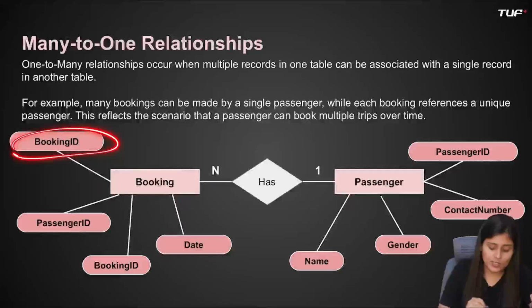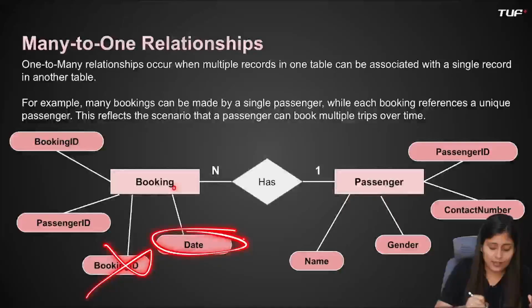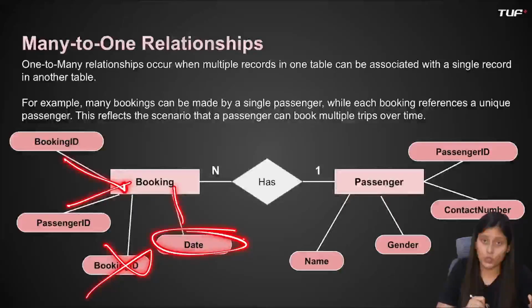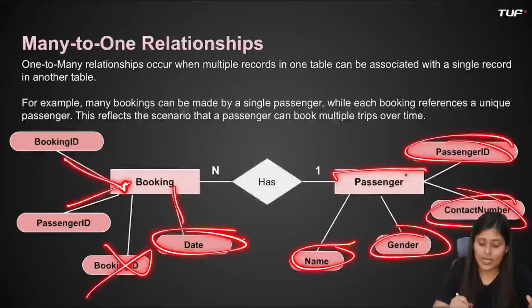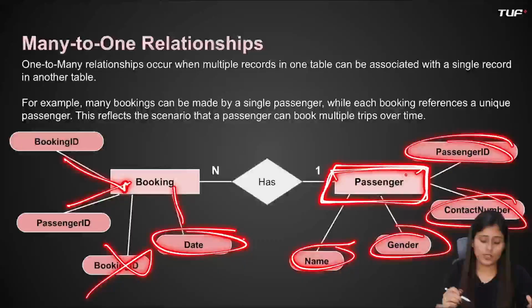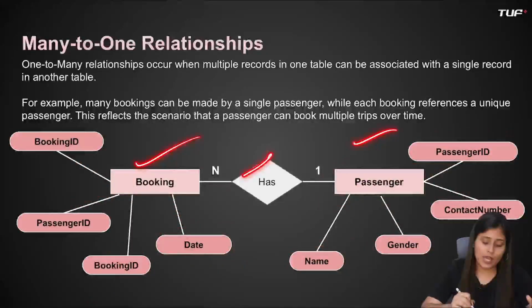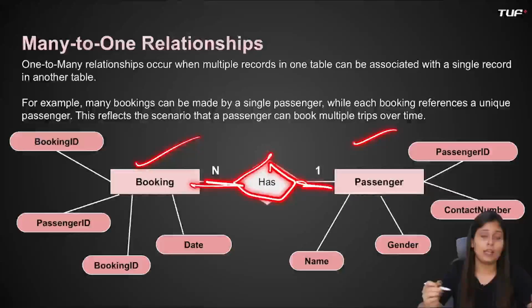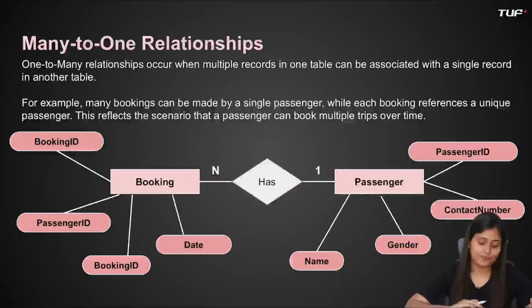Similarly, booking ID, passenger ID, and date are the attributes from the booking table or booking entity. Similarly, name, gender, contact number and passenger ID are the attributes for the passenger table, and it shows a relationship between the booking table and the passenger.